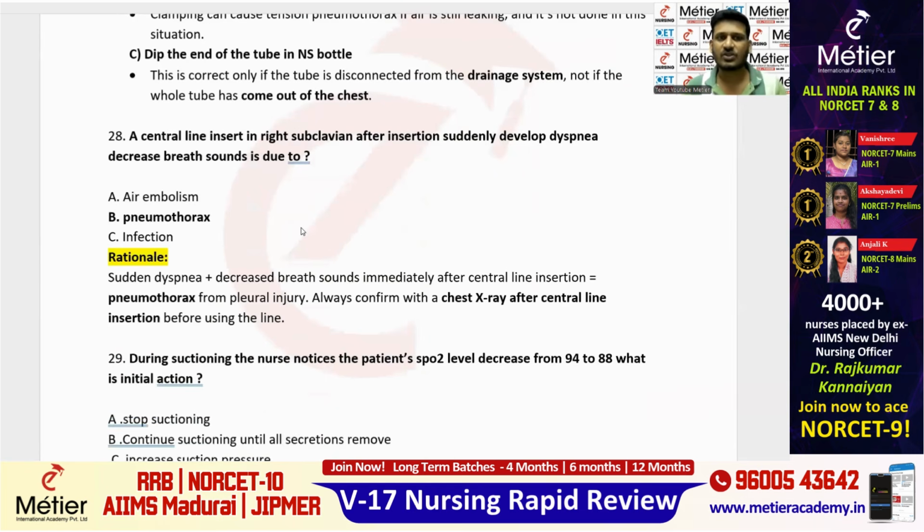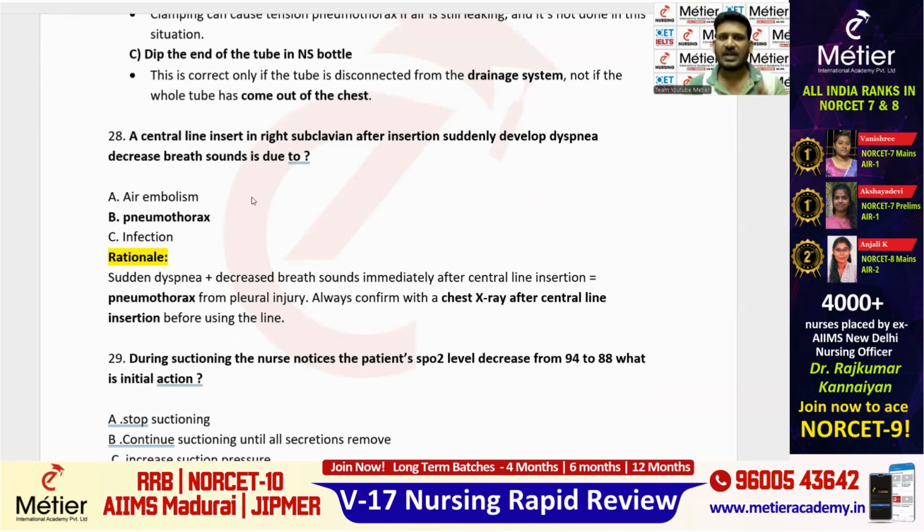The next question is the 28th question. A central line is inserted in the right subclavian vein. After insertion, the patient suddenly develops dyspnea and decreased breath sounds. Repeatedly asked question again, guys. 4 options they have given here: air embolism, pneumothorax, infarction.